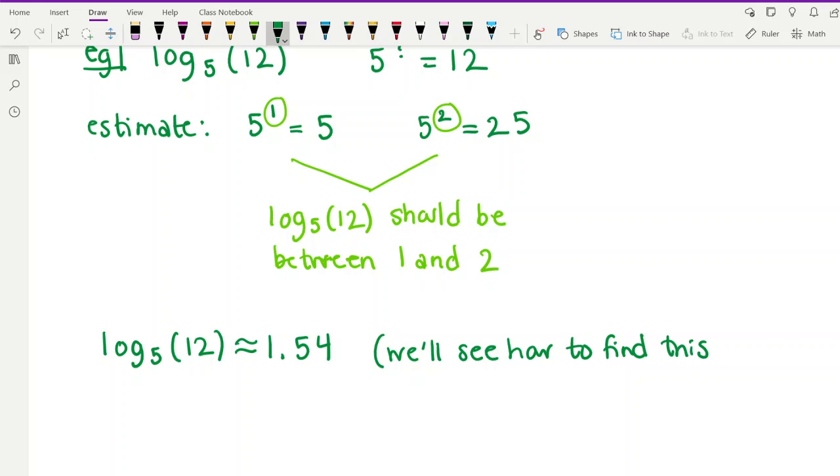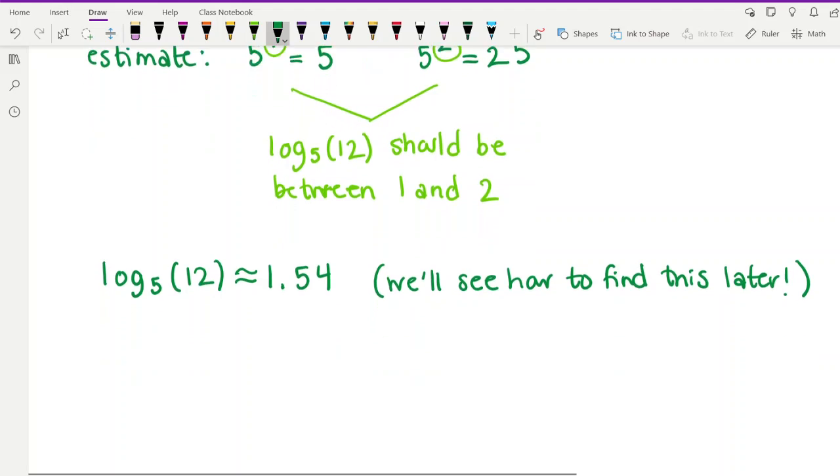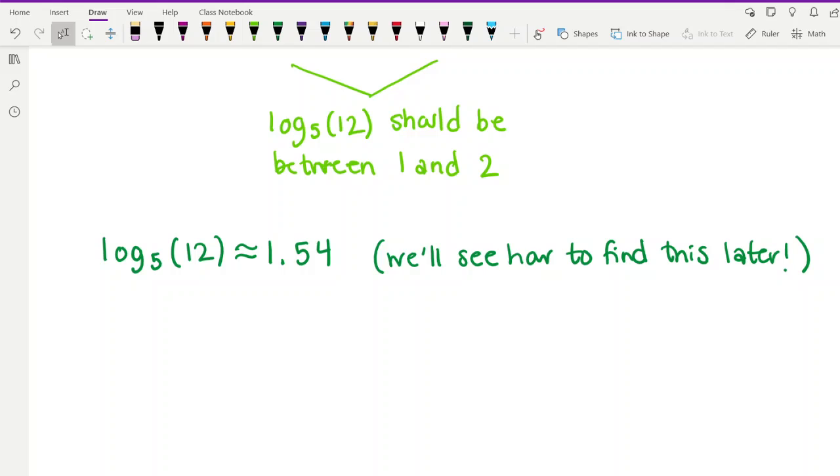It's not magic. But what do I mean when I say that log base 5 of 12 is about 1.54? What is that actually telling us? That's telling us that if you take the number 5 and raise it to the 1.54 power, you're going to get about 12. And it's about because this number is already rounded, right?